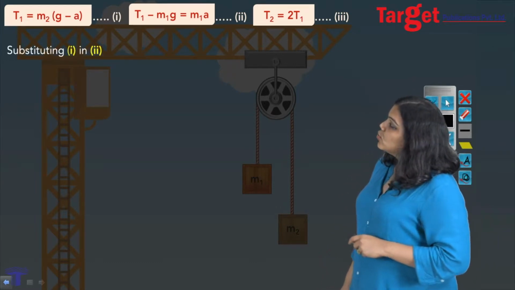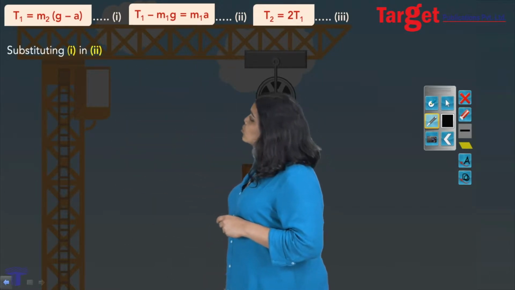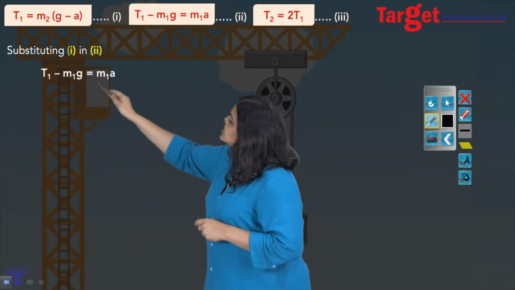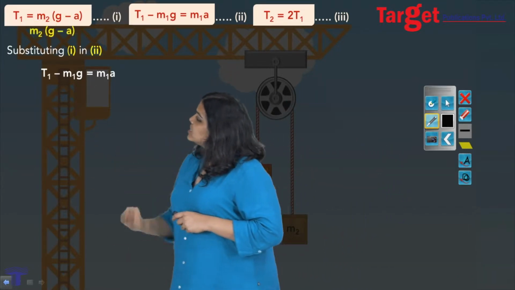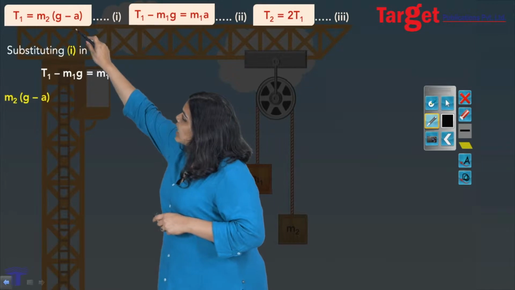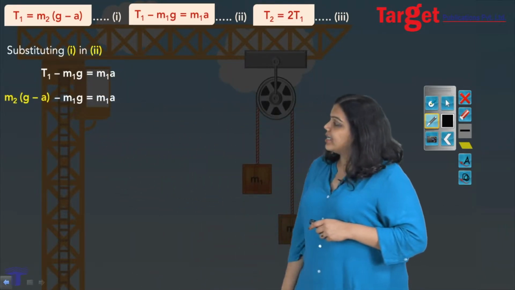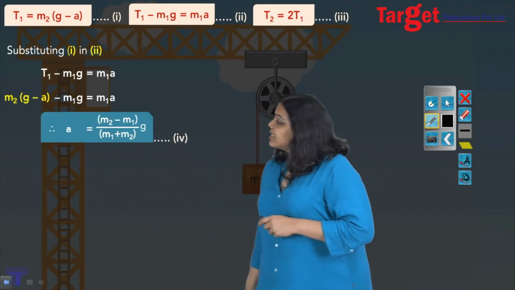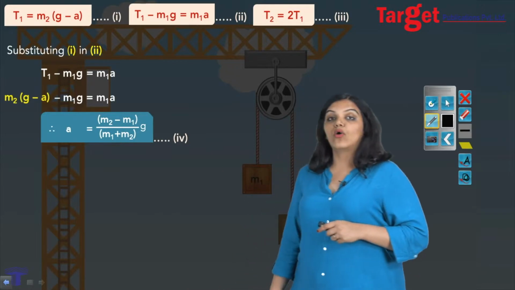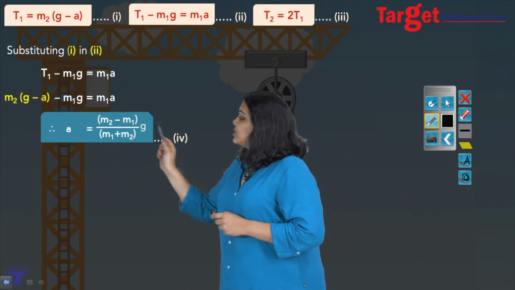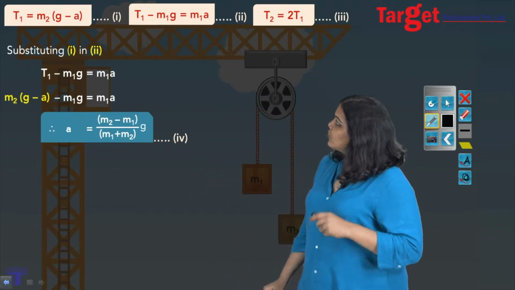The first thing I'm going to do is substitute the expression for T1 into equation 2, and therefore I'm going to rewrite 2 and say T1 minus M1G is equal to M1A, but I remove this T1 and instead I take that expression from equation 1 and then I write the remaining as it is. If I rearrange, I can get an expression for acceleration, which will be (m2 minus m1) upon (m1 plus m2), the whole multiplied by g. So this gives me an expression for A. I call it equation 4.